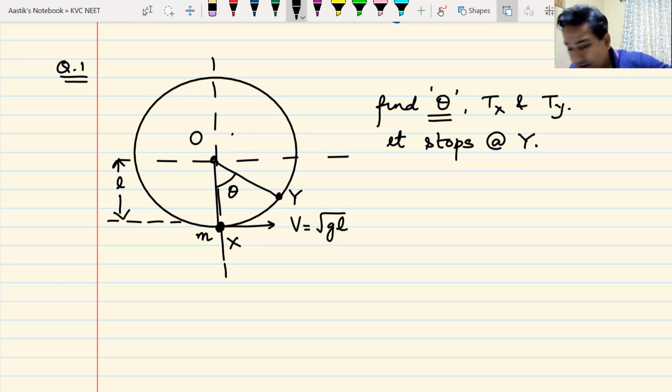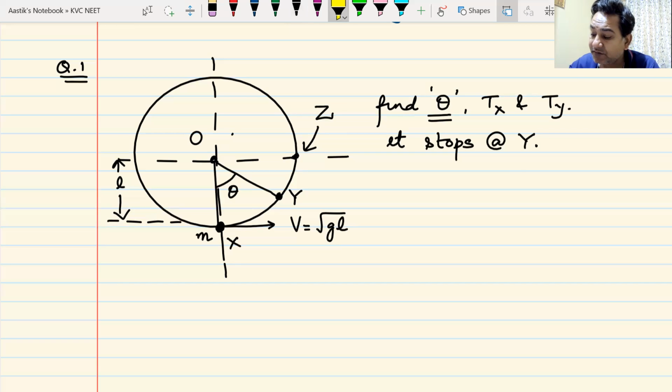I have given it at the lowest point, at point X, a velocity or speed equal to root of GL. My first question is, will it reach this point? If I call this point Z, whatever you call it, will it reach the point Z?